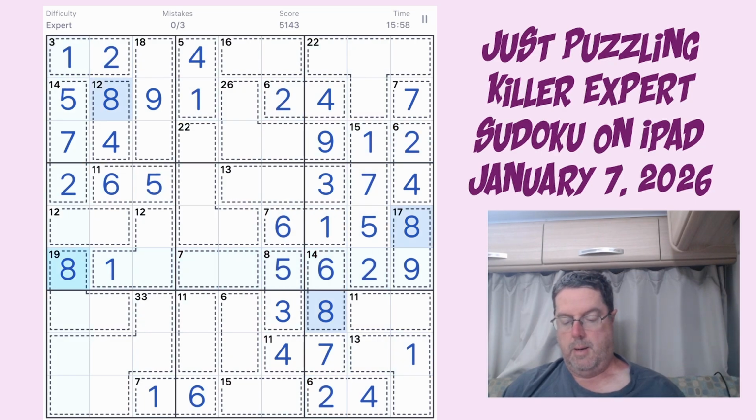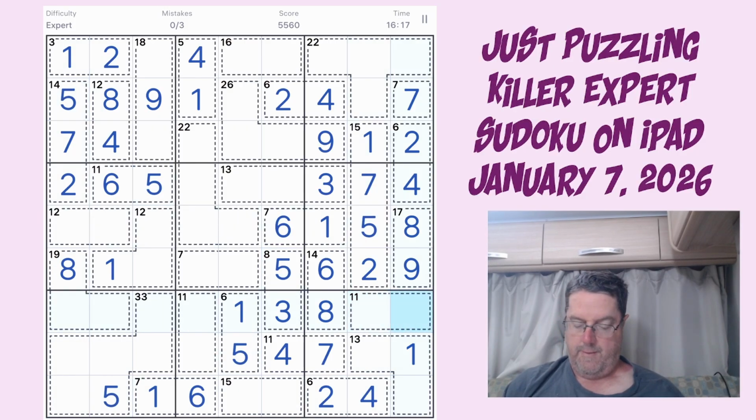2 can't be here, 2 can't be here, so 2 is one of these two. This can't be a 1, this can't be a 1, that can't be a 1, so that's a 1 there, leaving this to be a 5. 5 and 7 doesn't work, so 5's down here, 5 can't be here, so that's a 5 there. 5 and 6 up here, that's got to be the 5, leaving this to be the 6.